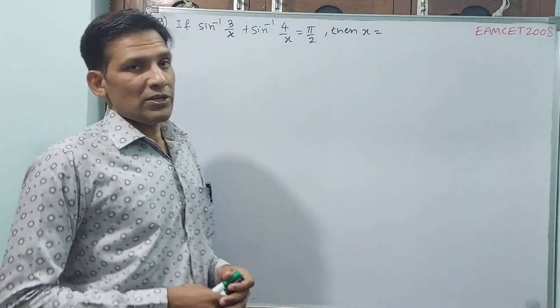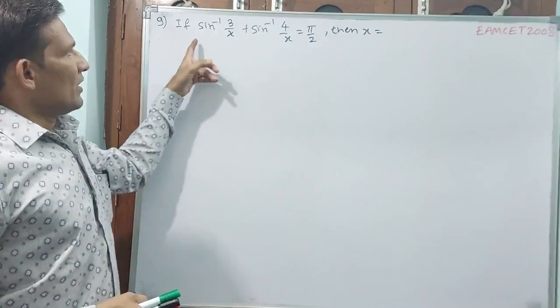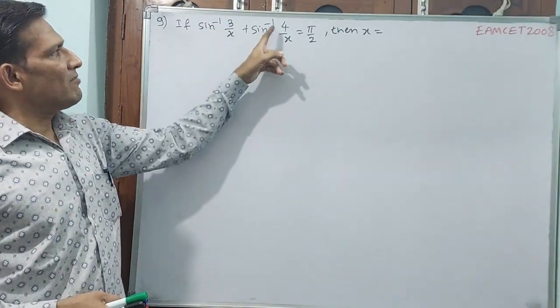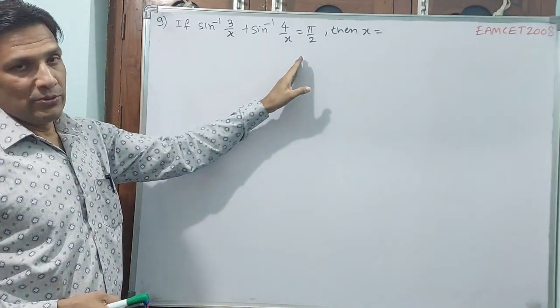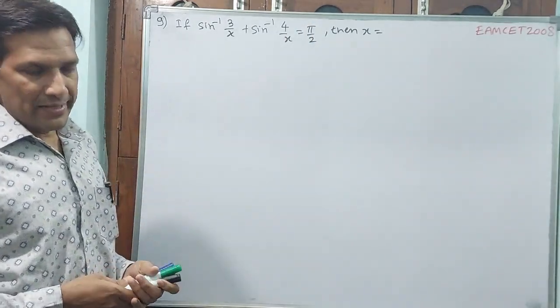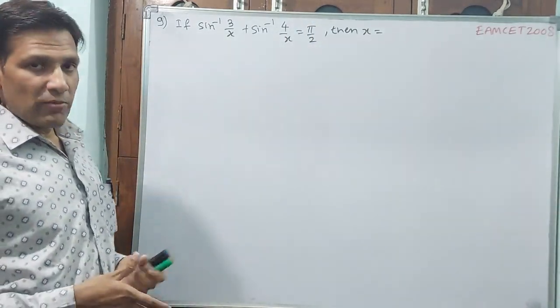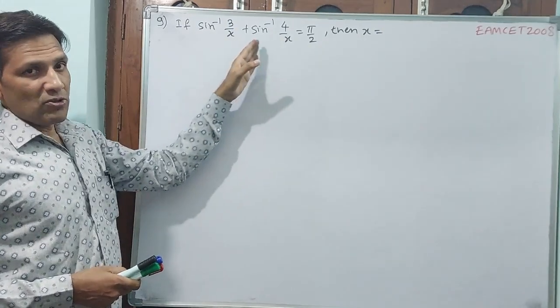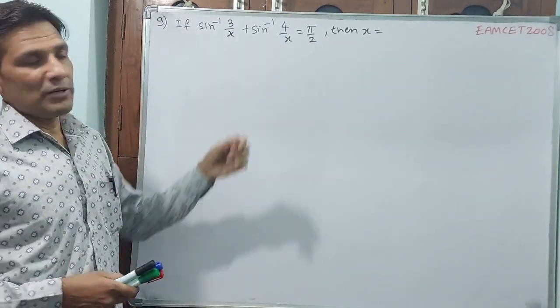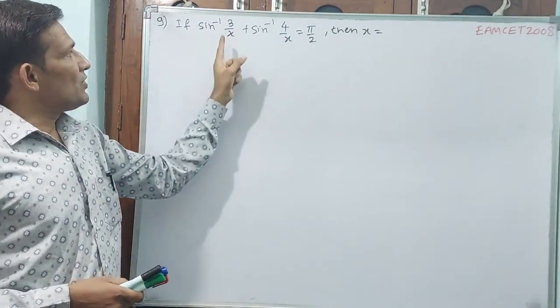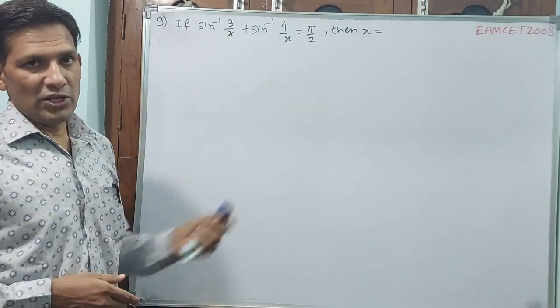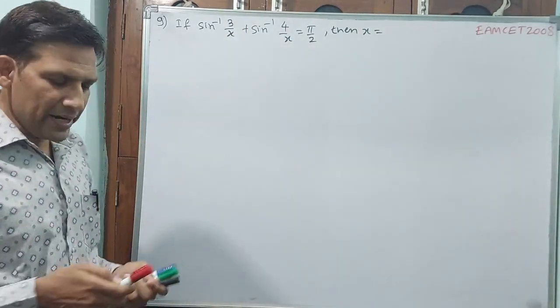See, EAMCET 2008 question. If sin inverse of 3 by x plus sin inverse of 4 by x is equal to pi by 2, then what is the value of x, they are asking? We know one formula: sin inverse of x plus cos inverse of x is equal to pi by 2. That means this also should be same, 3 by x, but cos inverse. Then only pi by 2 will come. Then we will write that same.